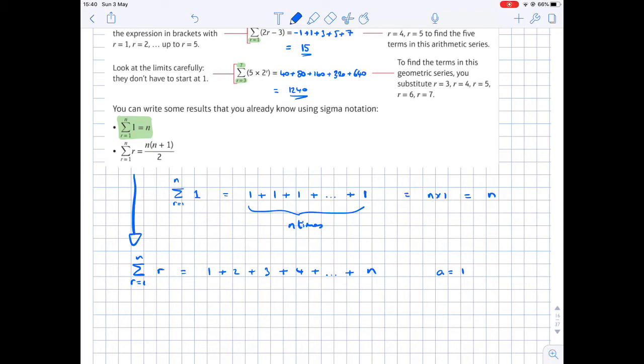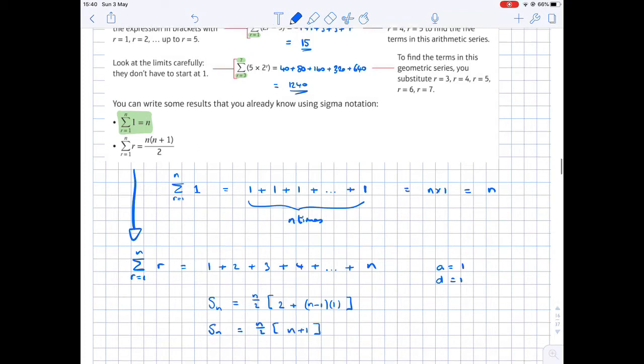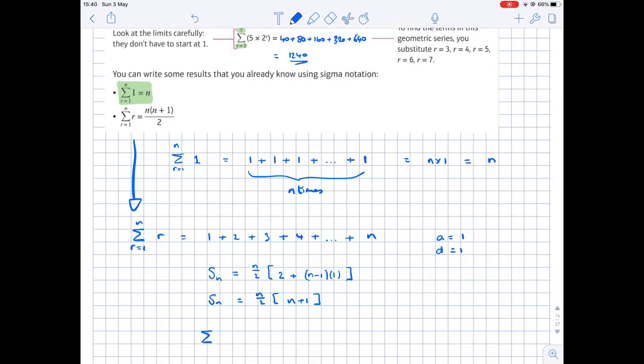First term is 1, the common difference is 1, so the sum of the first n terms is n over 2, 2 times the first term, which is 2, plus n minus 1 times the common difference, which is 1. Simplifying that gives us n over 2, and inside the brackets we get n plus 1. So therefore, the sum of the first n terms, using sigma notation, between r equals 1 and n, for r is equal to n times n plus 1 over 2.